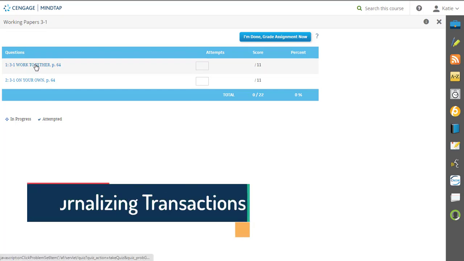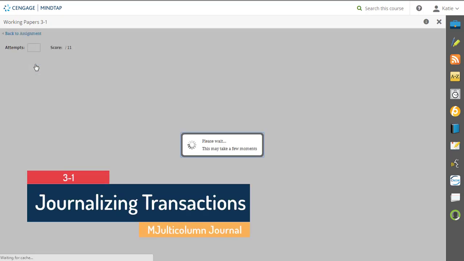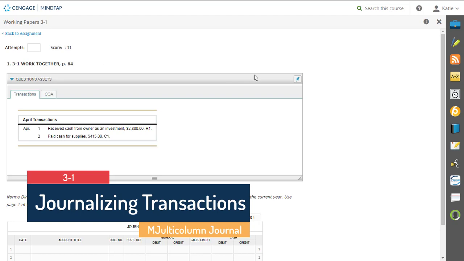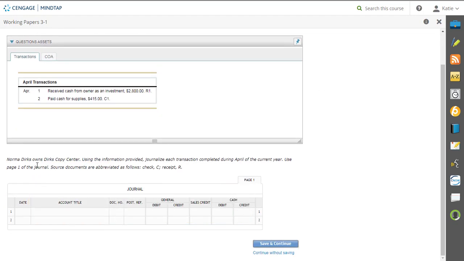So we have our Work Together 3-1 in MindTap. We'll go ahead and open it up, and we see on the very top we have our directions. It says Norma Dirks owns Dirks Copy Center. Using the information provided, journalize each transaction completed during April of the current year. Use page 1 of the journal, and source documents are abbreviated as follows: C, check, R, receipt.